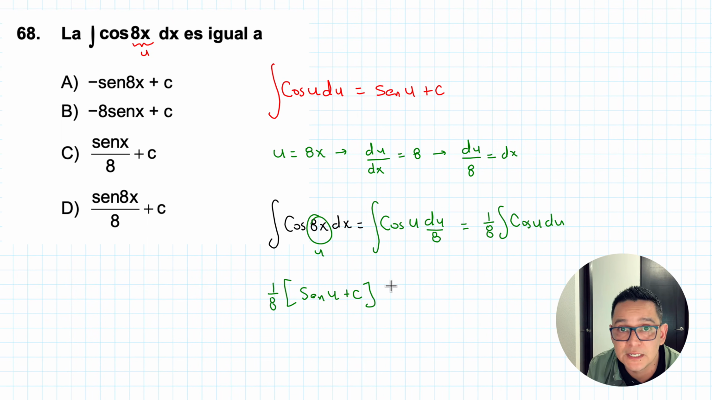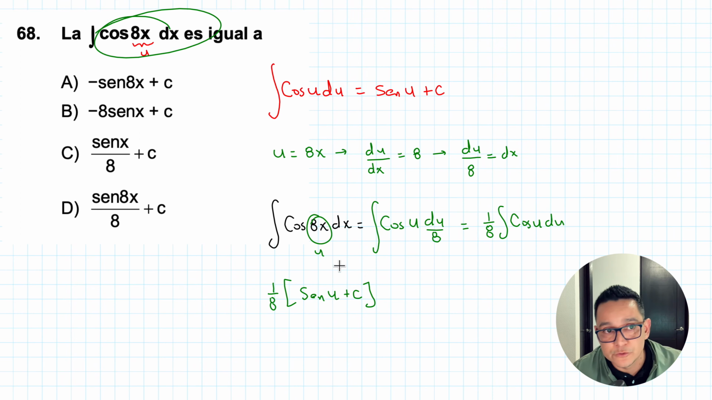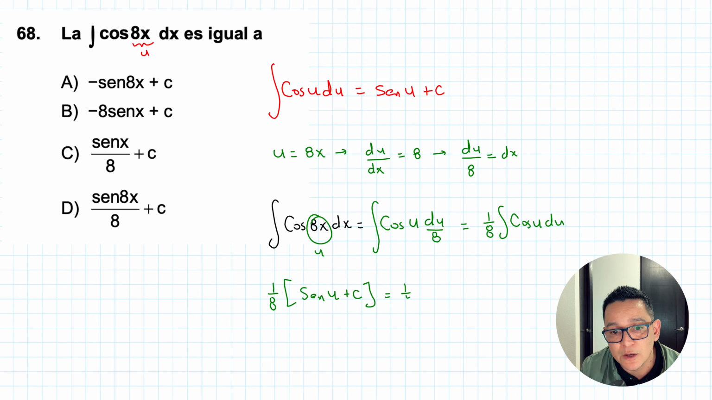All right, I'm done. I've already integrated, but I have the answer in terms of u, and the question isn't in terms of u. It's in terms of x. Therefore, I have to go back. So I have 1/8 that multiplies the sine of u. But u is 8x, right? So it's 1/8 times sine of 8x plus 1/8 times c. And if I multiply 1/8 by a constant, well, it still gives another constant. Do we agree that's another constant?